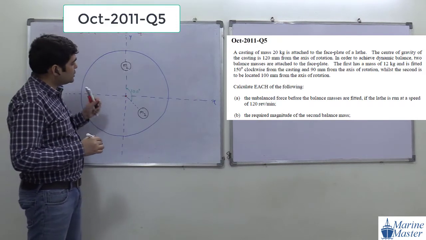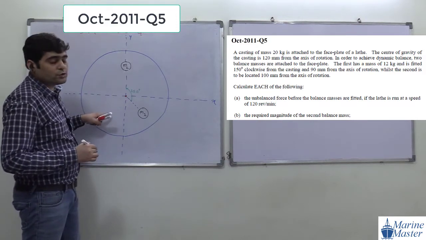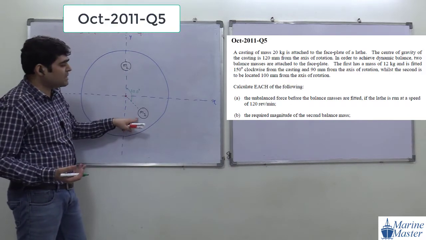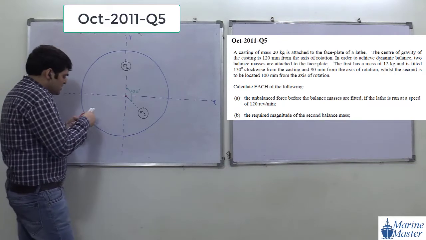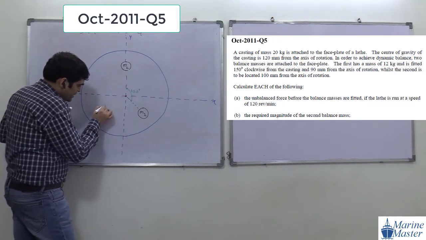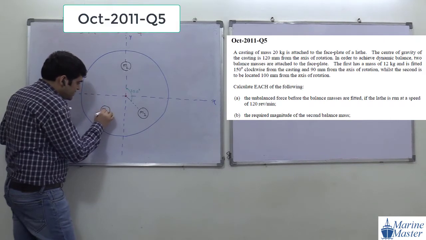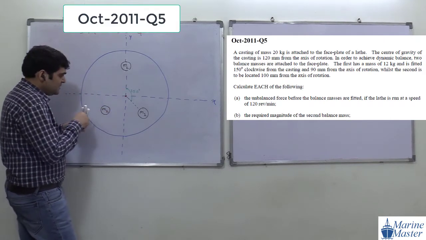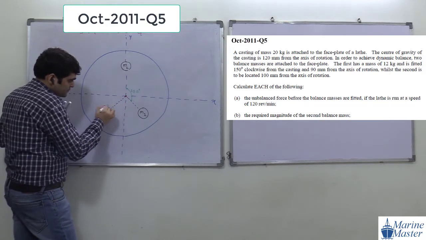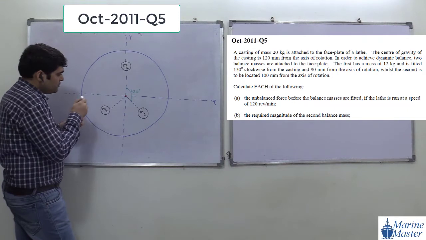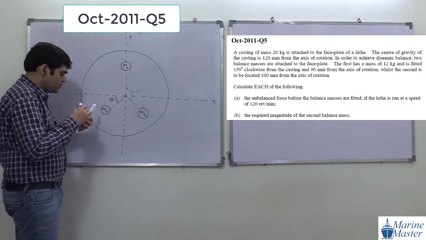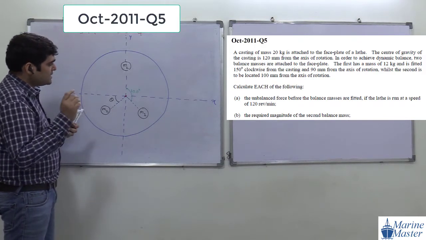Now, if you want to achieve balance, where will we keep another balance mass? This is the first balance mass. The second balance mass by default is somewhere in this region, somewhere here, and we don't know its exact position. We will assume the angle of the second balance mass as theta. Okay guys, are you getting my point?